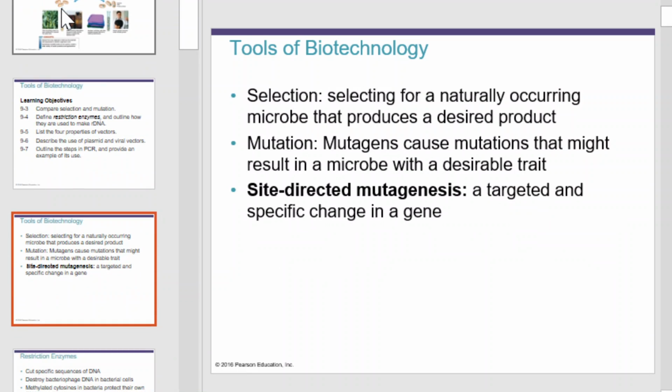Tools of biotechnology. To understand the tools of biotechnology, we must first dive into selection and mutation. Selection is the selecting of a naturally occurring microbe that produces a desired trait. Mutation. Mutagens can cause mutations that might result in a microbe with a desirable trait. Site-directed mutagenesis is a targeted and specific change in a gene.